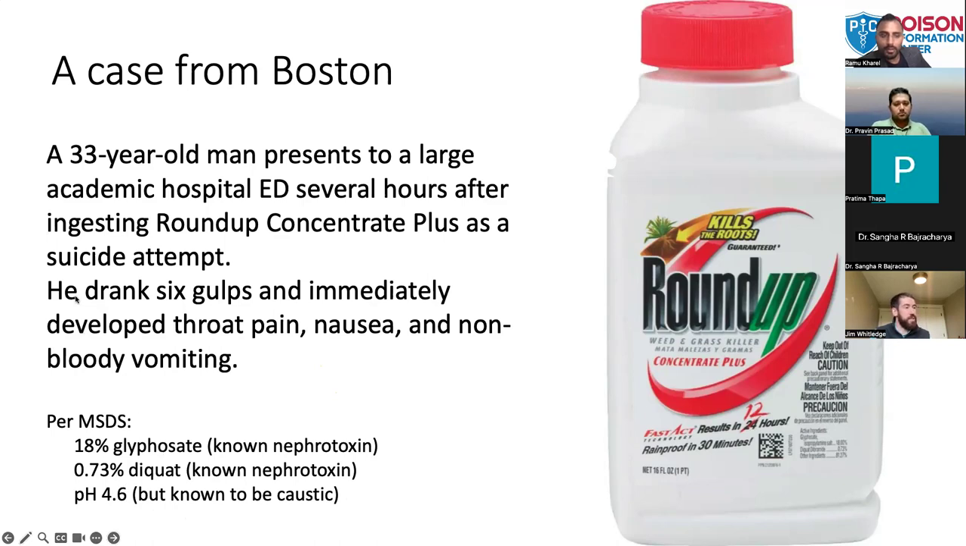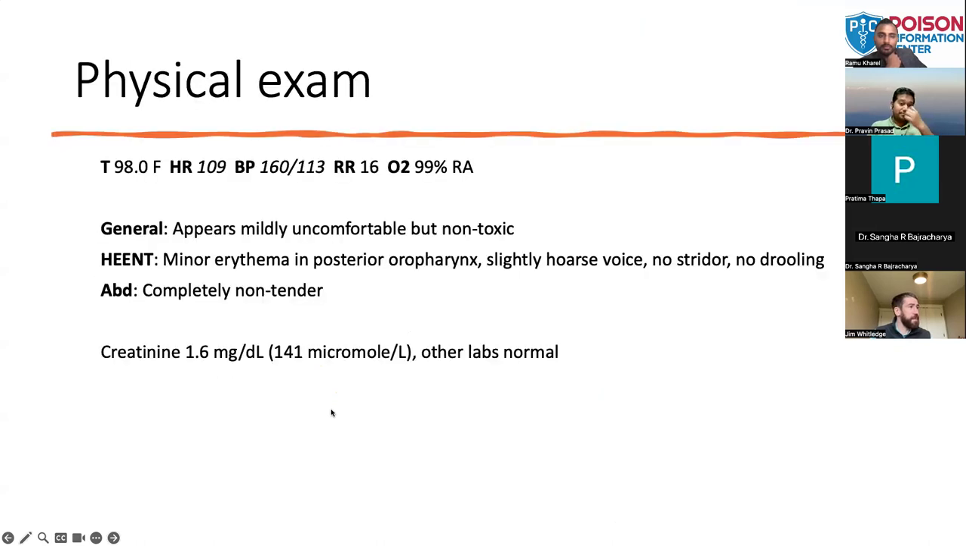This was an intentional ingestion, so he drank a fairly large amount because he was trying to kill himself. So 6 gulps' worth, and I don't have an exact volume in milliliters, but that's a large amount. So it places him at increased risk for toxicity. He had immediate onset of throat pain, nausea, and non-bloody vomiting. For his physical exam, his vital signs were fairly normal other than mild tachycardia. When I saw him at the bedside, he looked pretty well. He was a little uncomfortable, but by no means looked toxic. He was not in extremis.